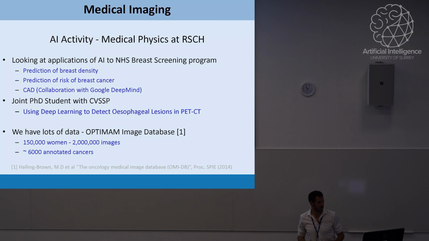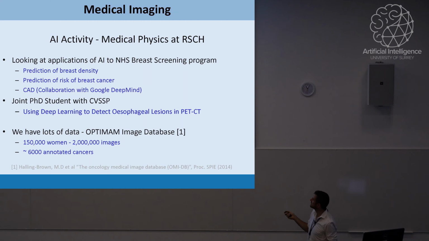So just a quick plug for our department. We've got our own AI activity going on, which is why I'm here. Within medical physics at the Royal Surrey County Hospital, we've got various AI in the breast screening program. In-house, we're looking at predicting breast density, which is very important to looking at risk of cancer occurring, and associated with that, looking at whether we can predict the risk of a woman obtaining a cancer within a certain amount of time.